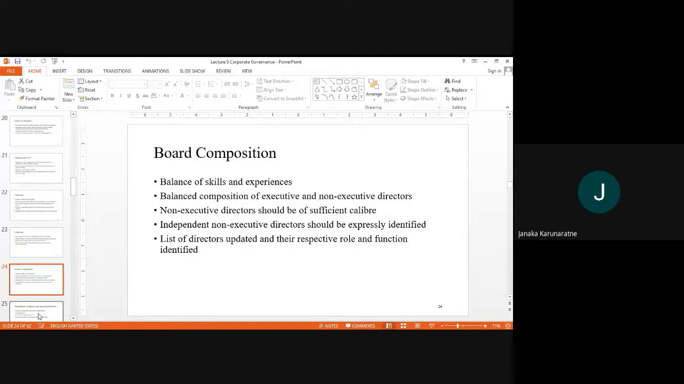List of directors updated and their respective role and function identified. Okay. So basically what it means is the board should have people with adequate knowledge, experience, with sufficient caliber. It should be a mix of executive and non-executive directors. Again, non-executive directors, it's a mix of independent and non-independent.